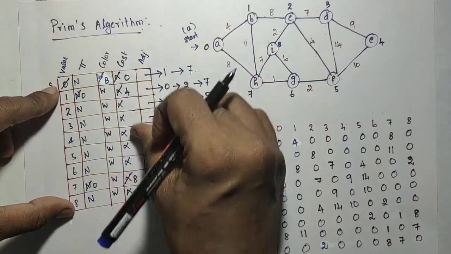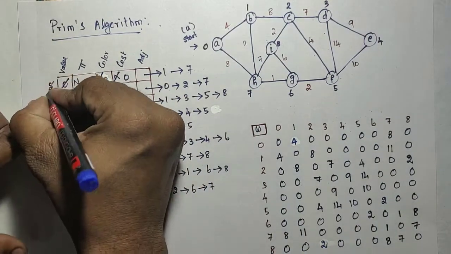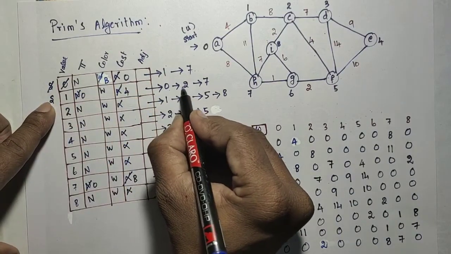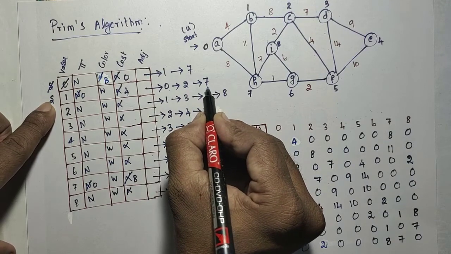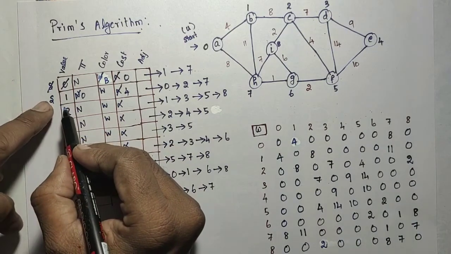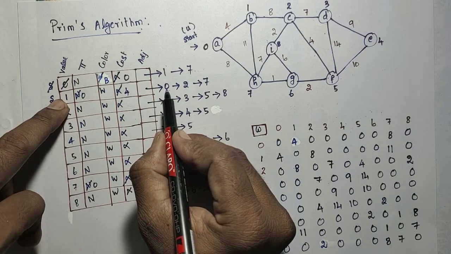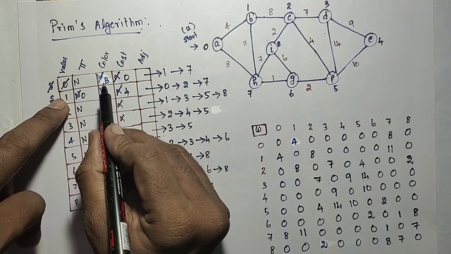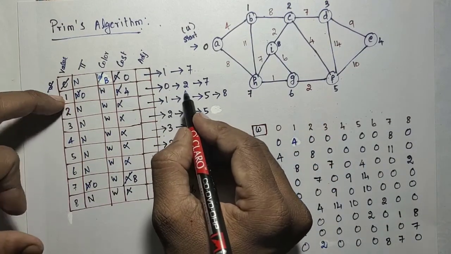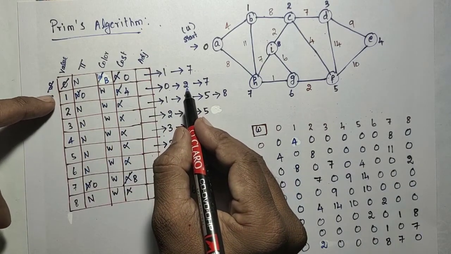So minimum is 4. So I need to extract that 1. So 1 will be marked as s now. So now what I have to do, I have to update 0, 2 and 7 if needed. After that I need to change the color to black. Okay, so just to check, 1 to 0, 0 is visited or not, just check it. 0 is already visited. If it is visited, you leave that, you go to the next one. 2 is visited or not. 2 is not visited. Not visited means the updation is needed or not, like that you have to check.